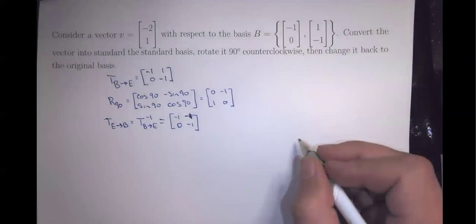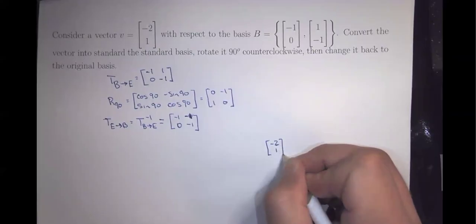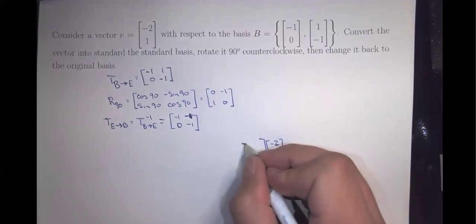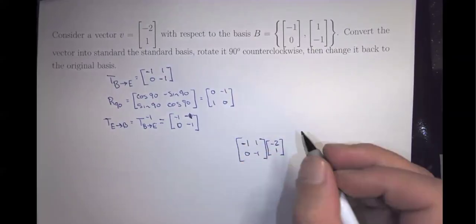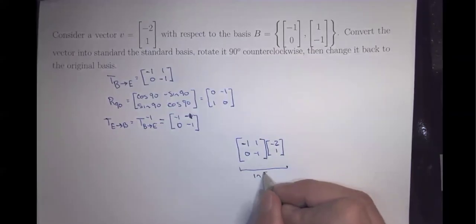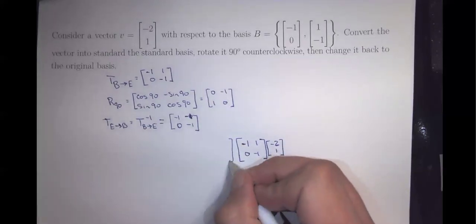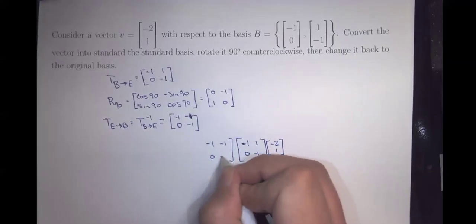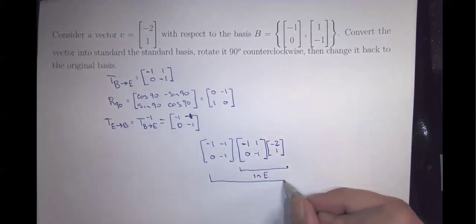Okay, so if we start with the vector -2, 1, and we first need to move that from B to E, we multiply by -1, 1, 0, -1. So this creates me a vector in E. I can then rotate that by multiplying by -1, -1, 0, -1. So this is in E and rotated.